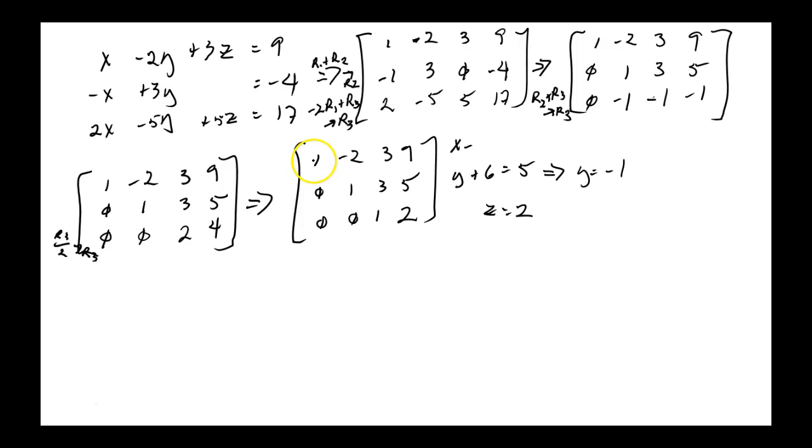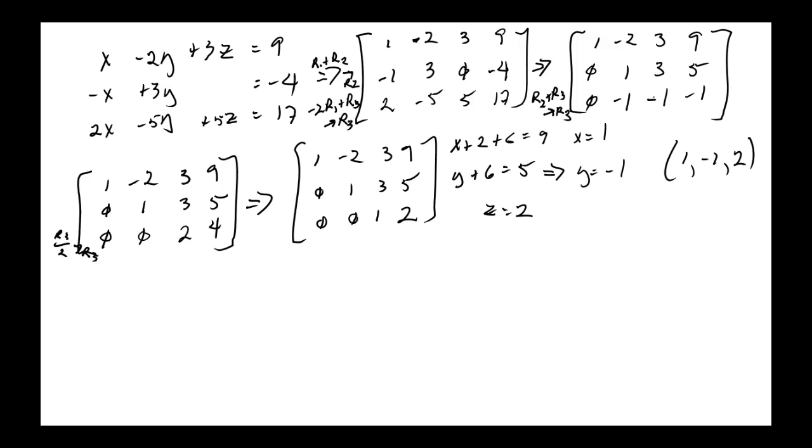So that's x minus 2 times minus 1, which is plus 2, sorry. So 1, x plus 2, let me write them down. Plus 3 times 2 would be plus 6, is equal to 9. So guess what x is? 1. And here we have our ordered triplet, 1, minus 1, 2. That is the one and only solution for this system of equations.